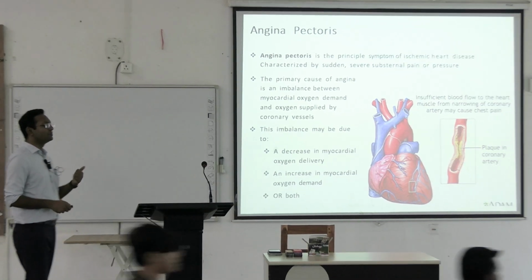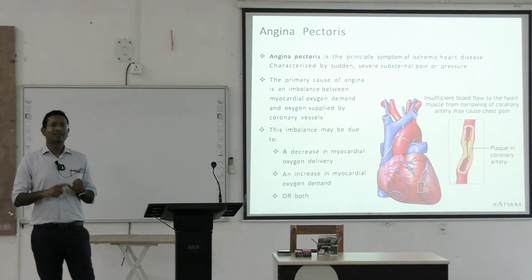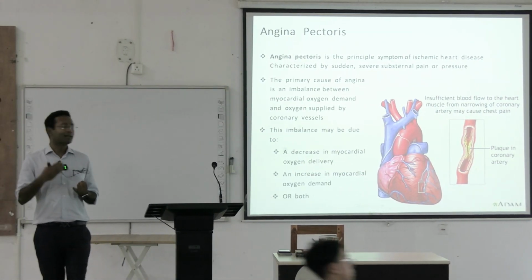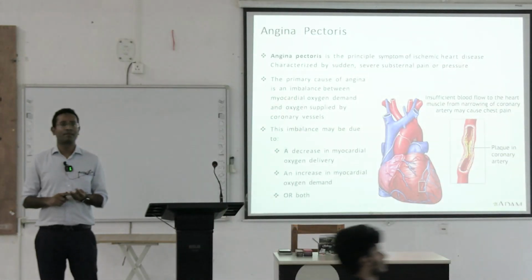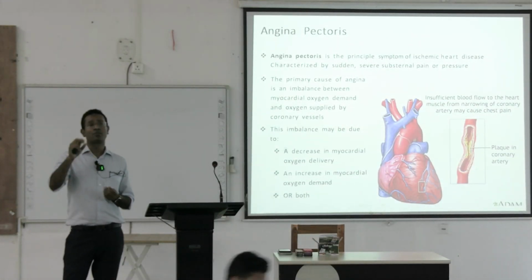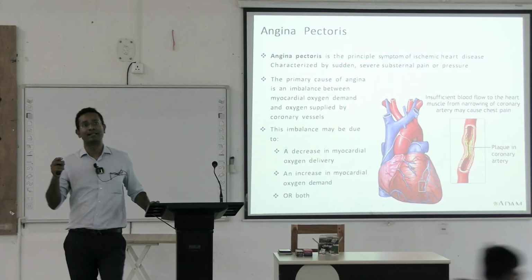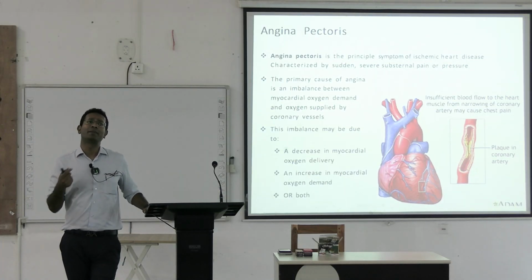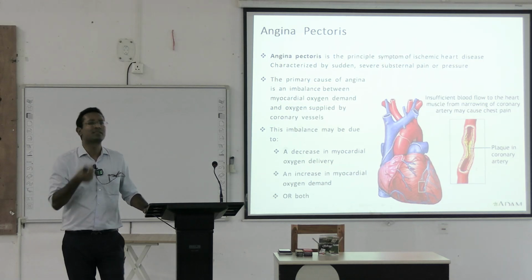The imbalance may be due to a decrease in myocardial oxygen delivery. What are the causes where myocardial oxygen delivery is decreased? It can be because of coronary vasoconstriction, leading to decreased supply of blood, or it can be because of atherosclerosis, a plaque, or a thrombus or an emboli.